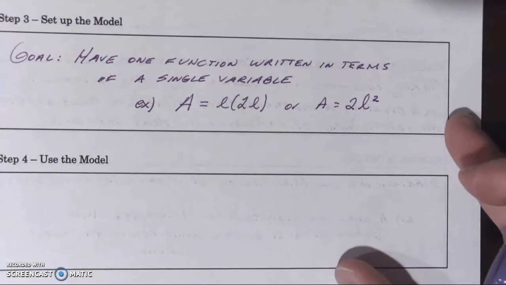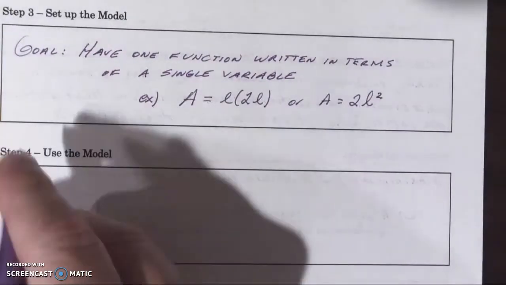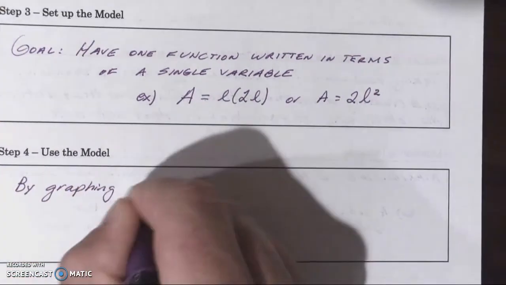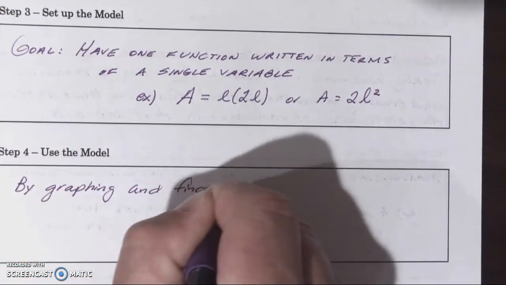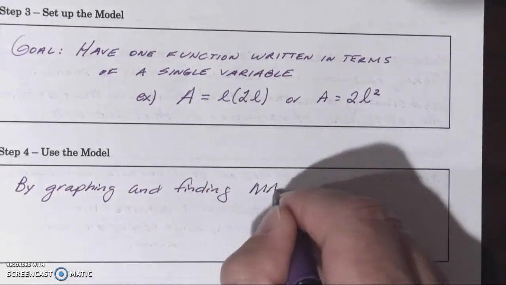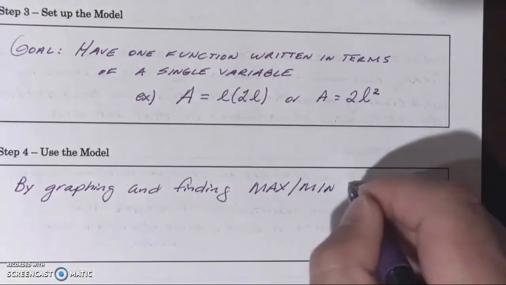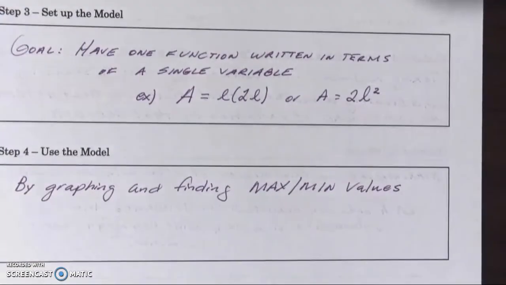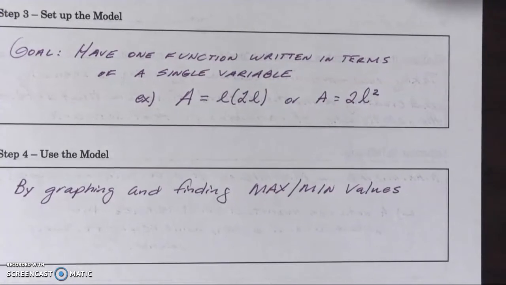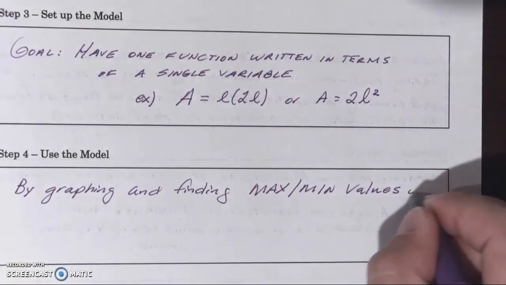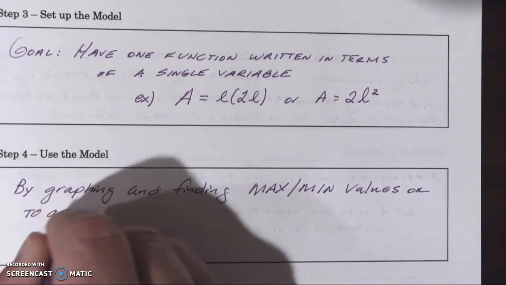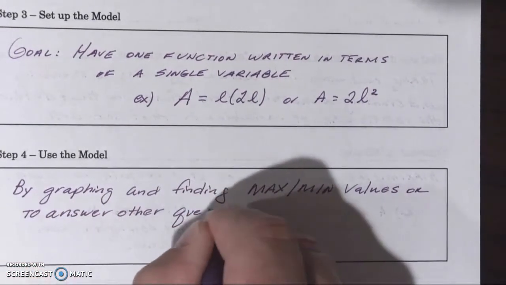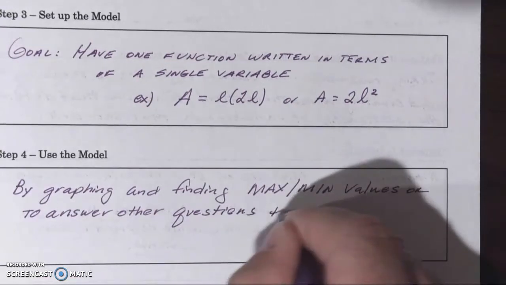Use the model. Most of the time, we're going to be using a model by graphing and finding maximum or minimum values. Just like we talked about in Chapter 2, we wonder why we do Chapter 2 first, because we just talked about maximum and minimum values. Or to answer other questions that may be asked.